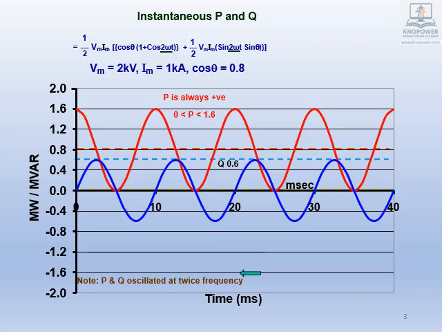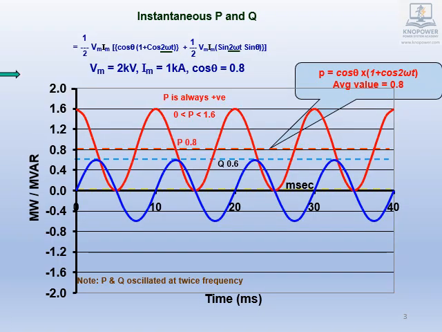Note the power varies at the rate of 2 omega t. This is twice the rate of voltage and current, which vary at omega t. The time period of each power cycle, from max to max, is 10 milliseconds, and not 20 milliseconds. When we say grid frequency is 50 Hz, it refers to voltage and current. Power varies at 100 Hz.